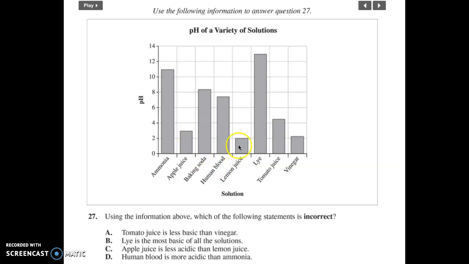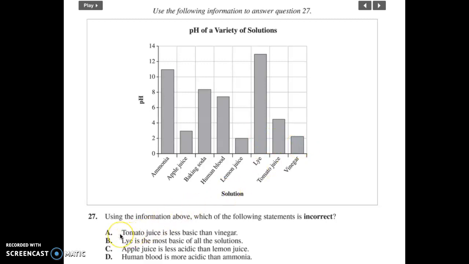And it makes sense because it matches with the bar graph. And this is pH on this side. And ammonia, lye, and baking soda are our strongest bases. Quite often we'll neutralize vinegar and baking soda. We do that experiment and mix them together, and we get the production of a gas.